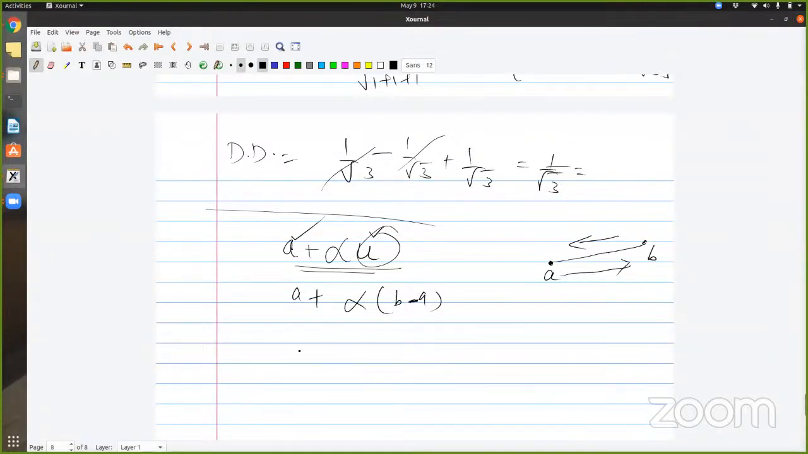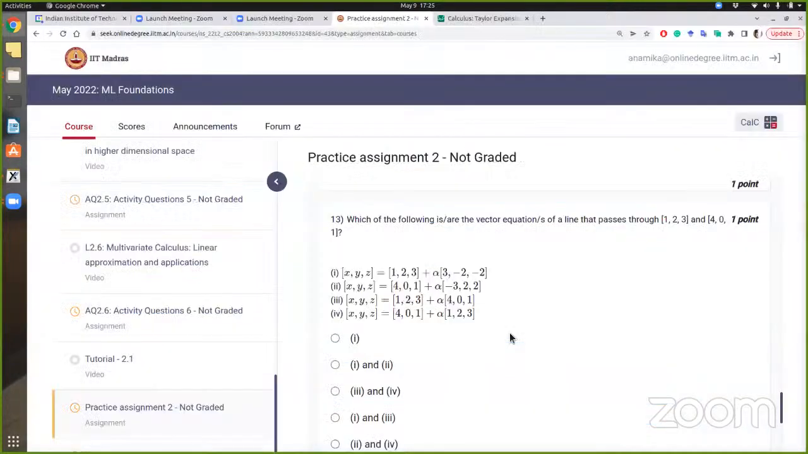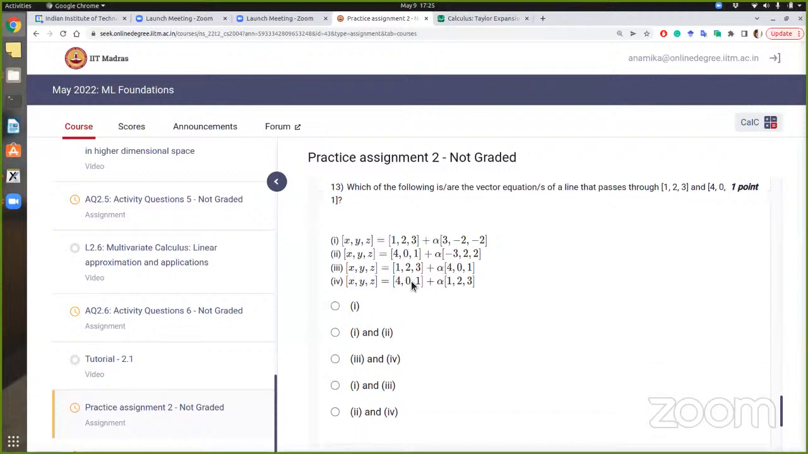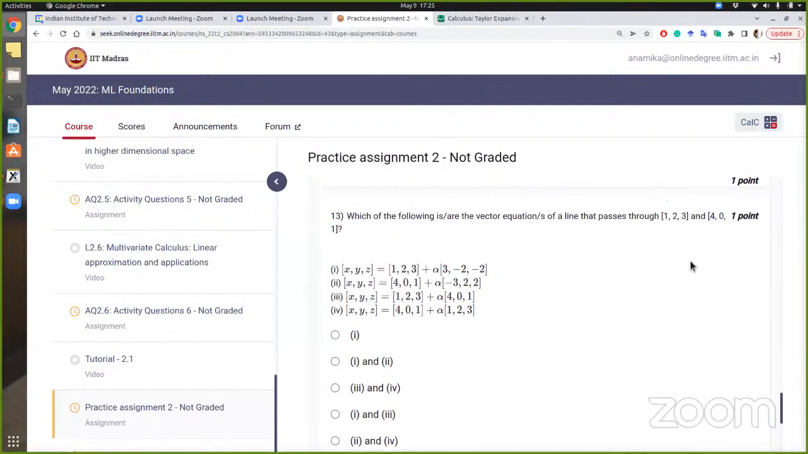Okay, this is one option of the equation. The other could be the other way around. We can say the line passes through point B and it's in the direction A minus B. Both will be the correct equations of the line. So here in this case, your A is 1, 2, 3, B is 4, 0, 1. So it passes through 1, 2, 3, and then the direction will be B minus A: 4 minus 1, 3 minus 2. Yeah, first one should be correct.